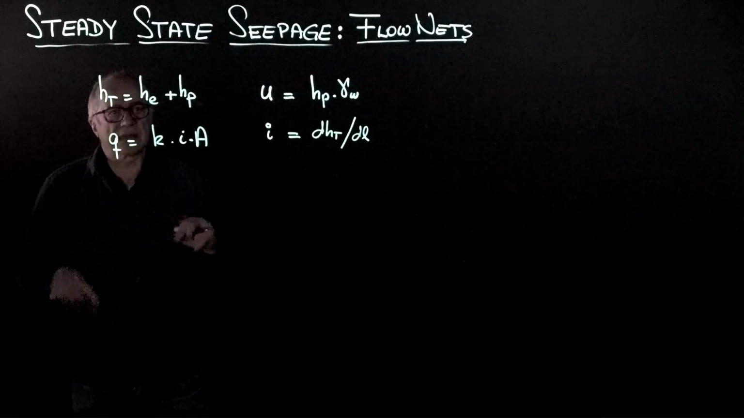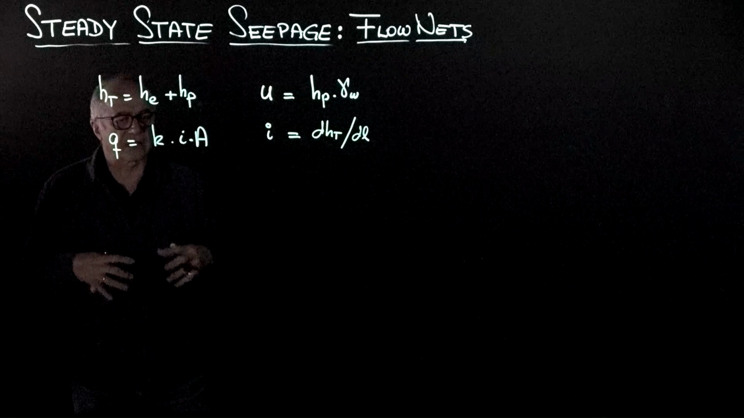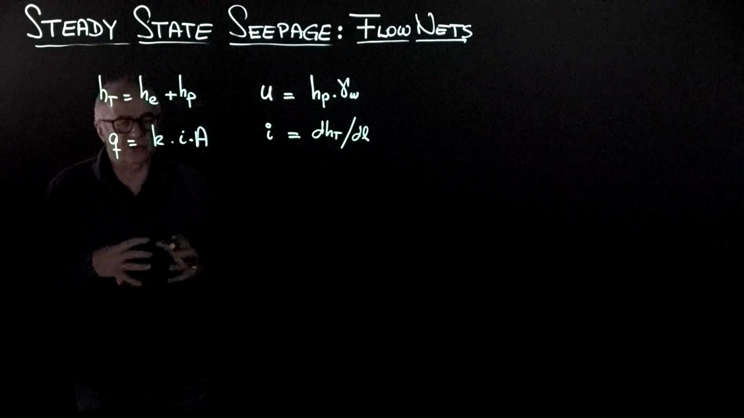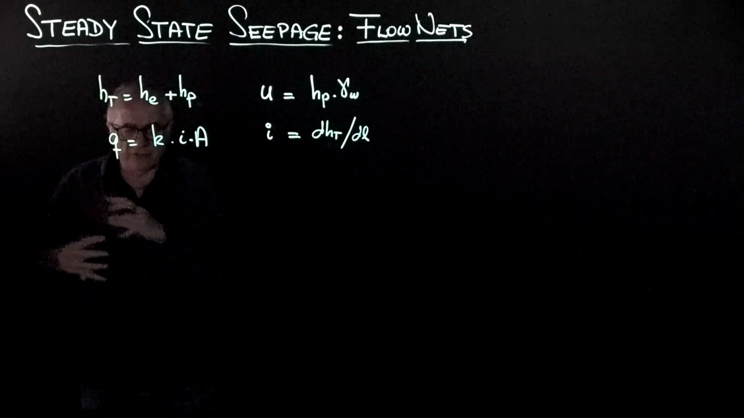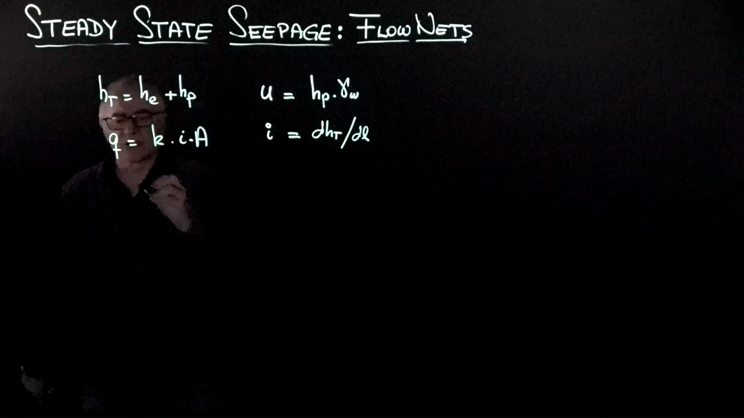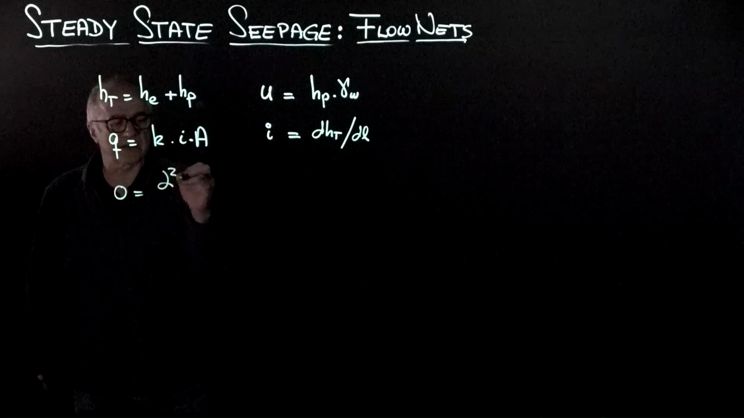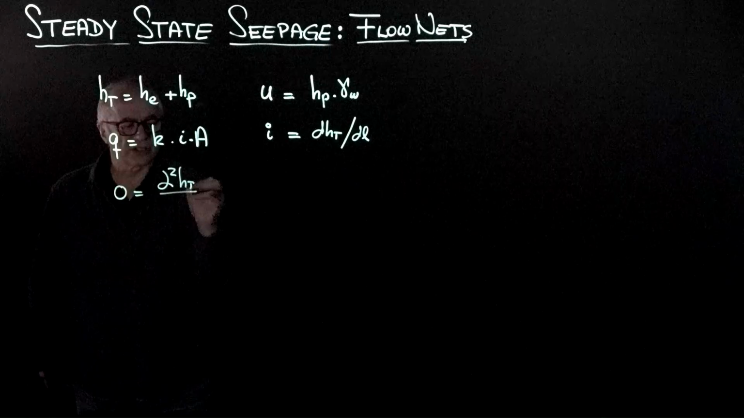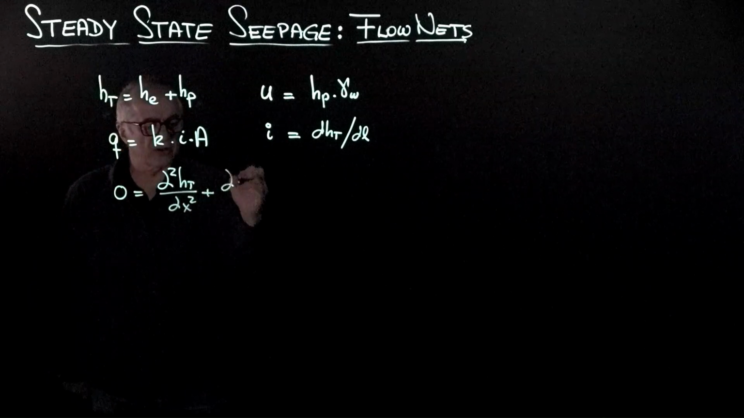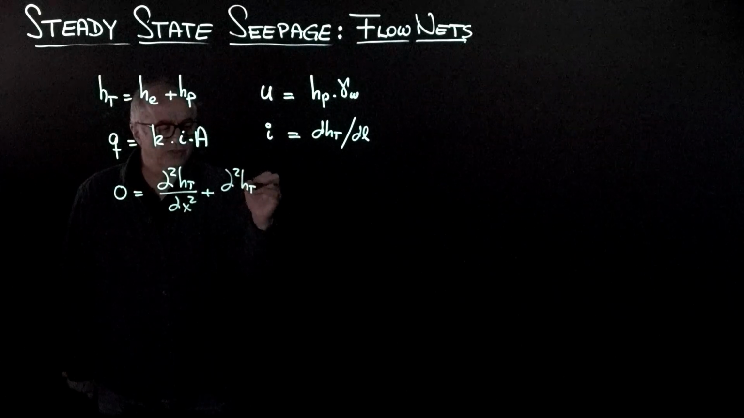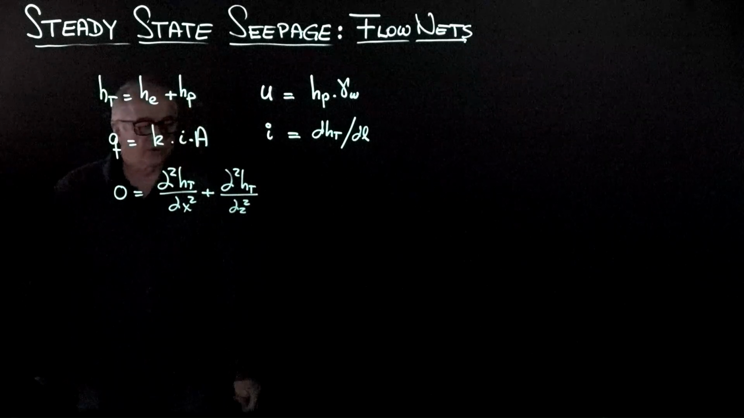And then we assumed that there was mass conservation and that there were no changes in saturation, no volume expansion in an element of soil, so that all the flow that goes in is equal to the flow out. We derived Laplace's equation, which tells us that the second derivative of the total head with respect to x, plus the second derivative of the total head with respect to z, is equal to 0.